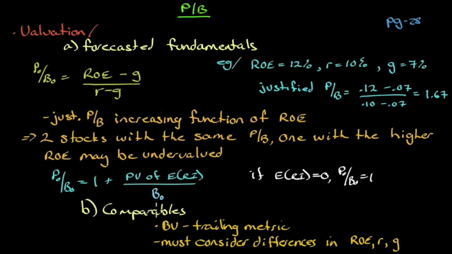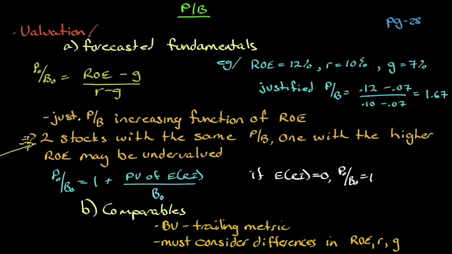Valuation on comparables. If we need to determine a terminal value on a stock, we can use a price to book multiple. The book value we would be using would be a trailing book value. And we must consider differences in ROE, as we've already seen. Two stocks with the same price to book: the one with the higher ROE may be undervalued.